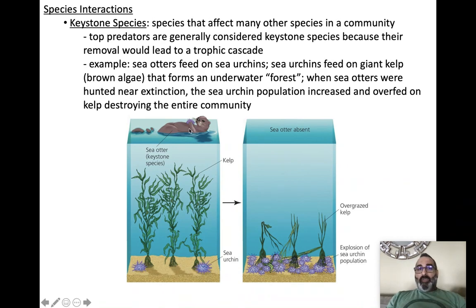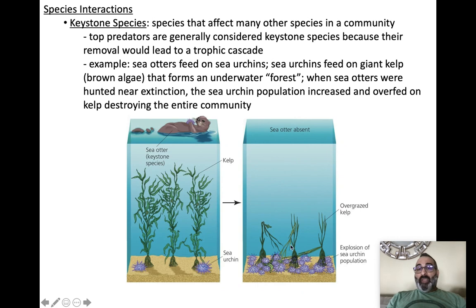They removed them. When sea otters were removed, the sea urchin population blew up. It went crazy because the sea otters kept them in check. Now there's nothing keeping the sea urchin population in check. There's a population explosion here. So what did they end up doing? Overgrazing and destroying the kelp, which is the base of all the food chains.